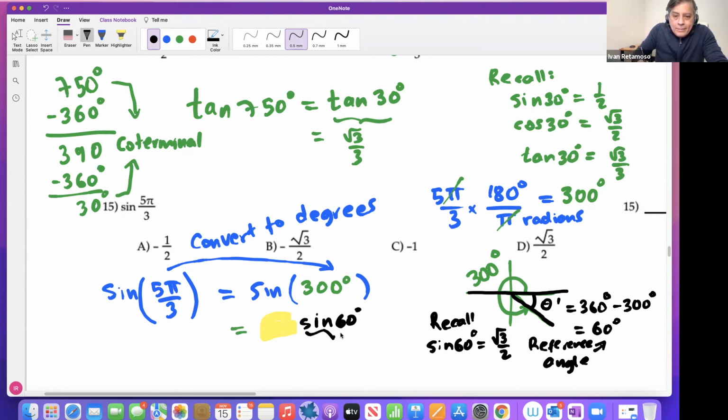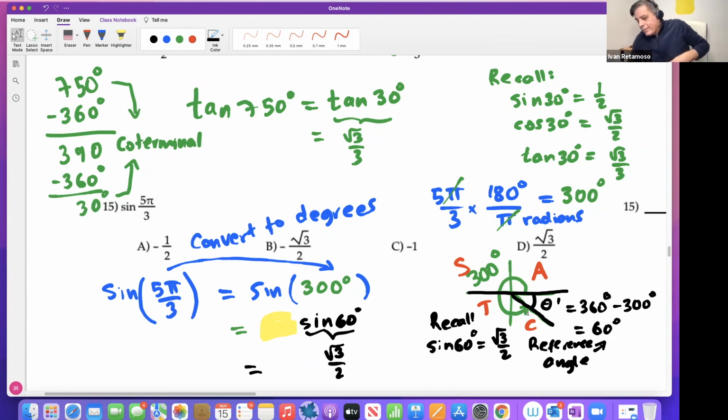Now, this is this part, the square root of 3 over 2. But now, what is the sine? Anybody could tell us, according to all students take calculus? This angle is in the 4th quadrant. What should be the sign here? Positive or negative for the trigonometric function sine on the 4th quadrant, according to all students take calculus? Anyone?